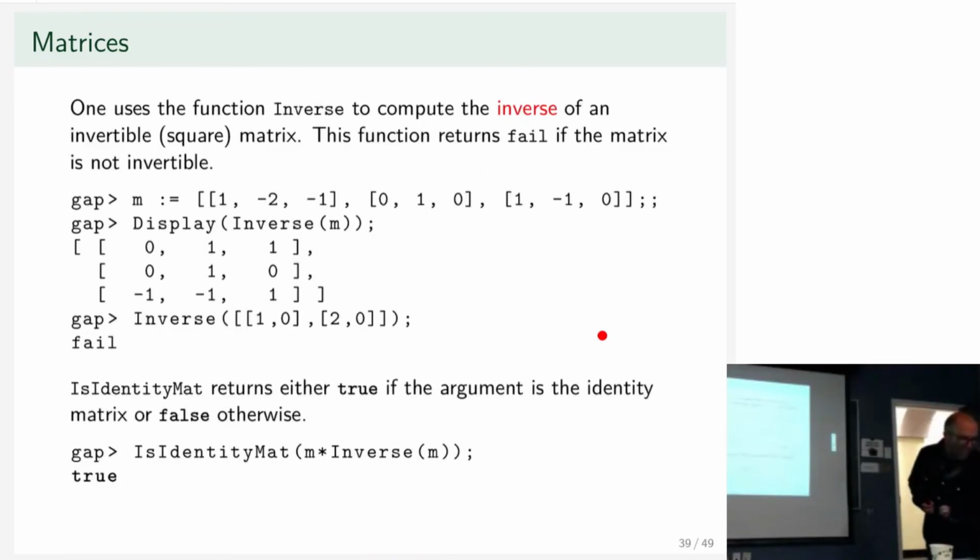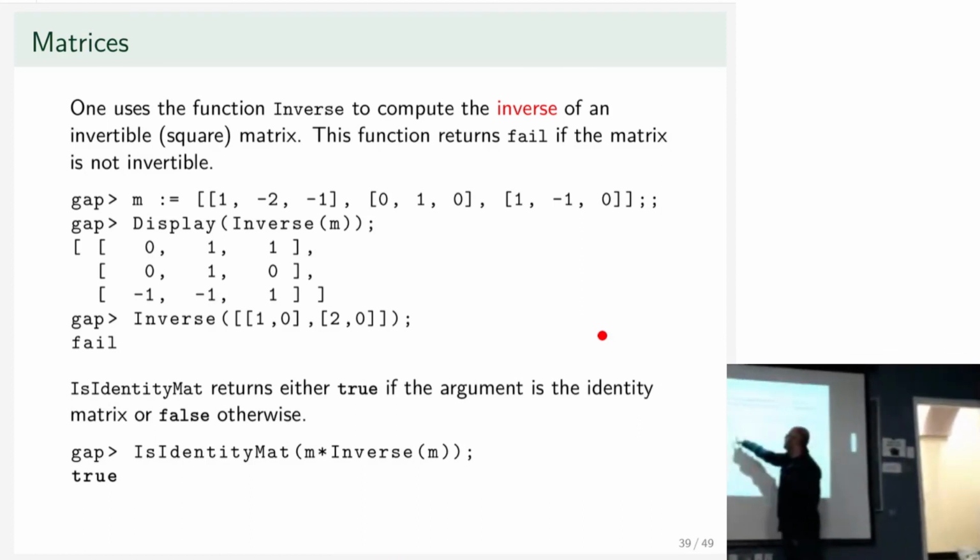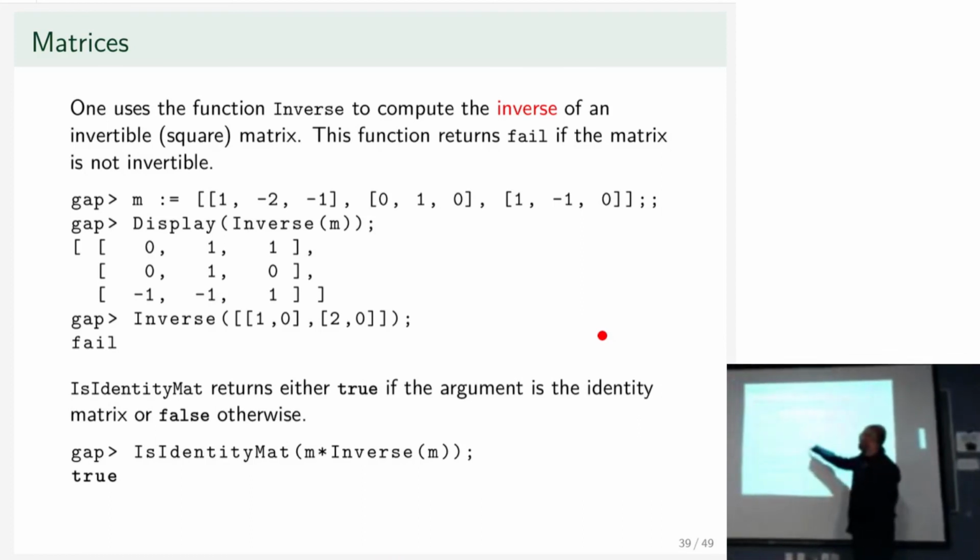Okay. We're fine. So, as I said before, what if you want to compute the inverse of a square invertible matrix? Well, you just use inverse, right? So this is my matrix, this is how I compute the inverse, this is the inverse. And if my matrix is not invertible, then I get some kind of problem. I get a failure, okay?